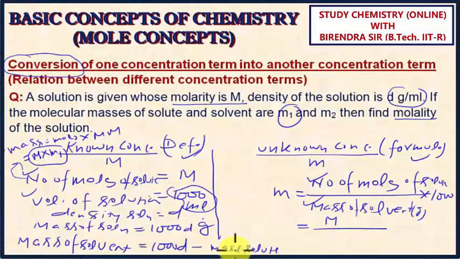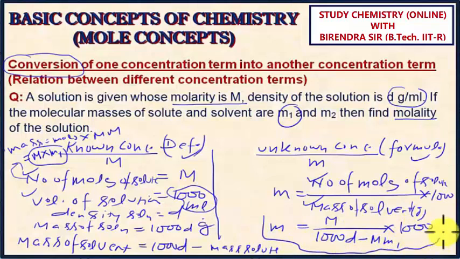I will substitute here m into m1, and then the mass of solvent will become what? 1000 d minus m1 into 1000. So this way I got the molality in terms of molarity. My point is clear. I repeat this for you.